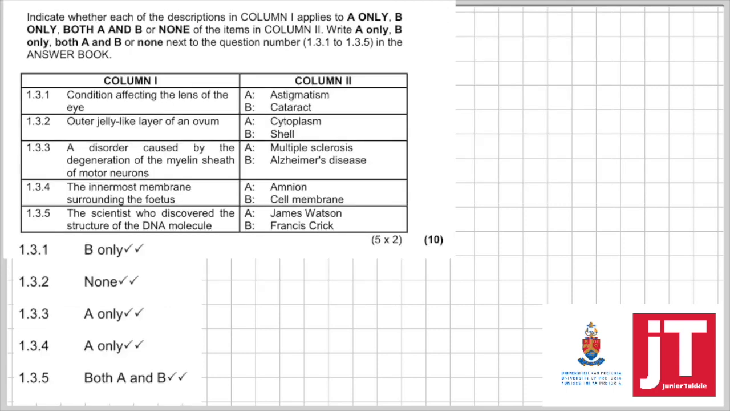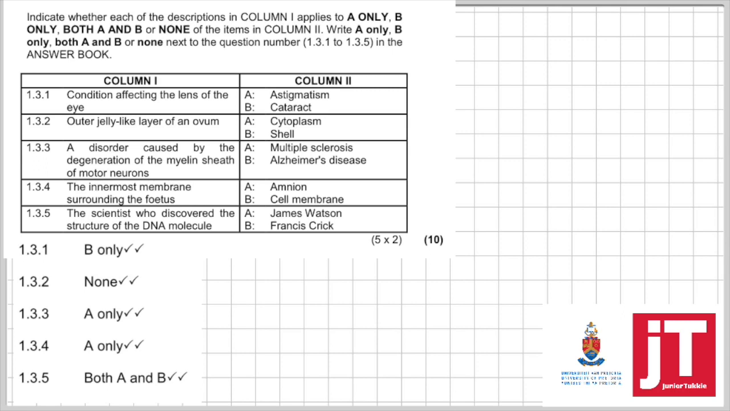Right, 1.3. Indicate whether each of the descriptions in column 1 applies to A only, B only, both A and B, or none of the items in column 2. Write A only, B only, both A and B, or none next to the question number in the answer book. Right, 1.3.1. What condition affects the lens? A condition affecting the lens of the eye.